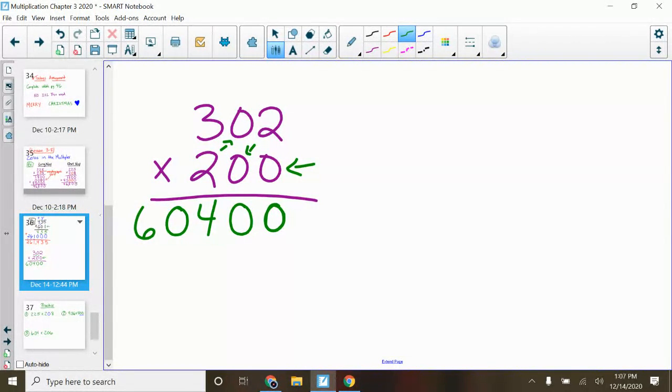So for this one, I only have one line of numbers for my answer, because these zeros here, we're not going to change any part of that answer. Okay, so that's one way that you could have done it.